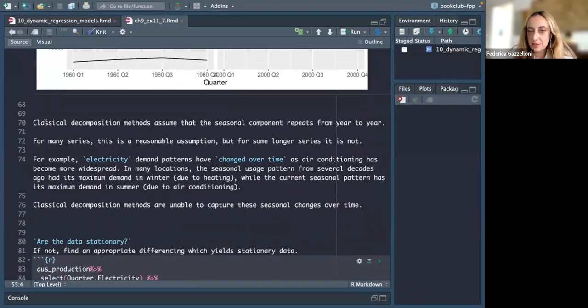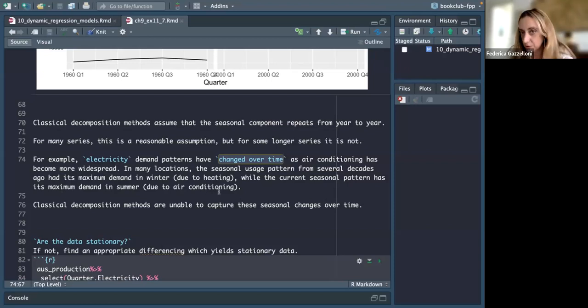Just a little mention from the book. Classical decomposition methods assume that the seasonal component repeats from year to year. For many series, this is a reasonable assumption, but for some longer series, it is not. For example, electricity demand patterns have changed over time as air conditioning has become widespread. In many locations, the seasonal usage patterns from several decades ago had their maximum demand in winter due to heating, while the current seasonal pattern has its maximum demand in summer due to air conditioning.